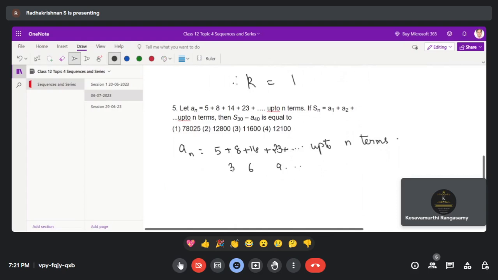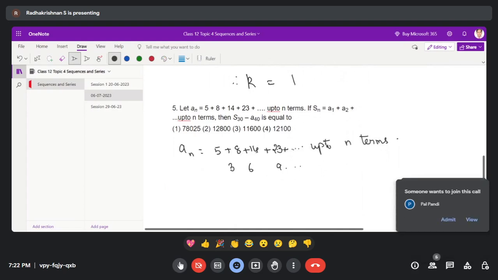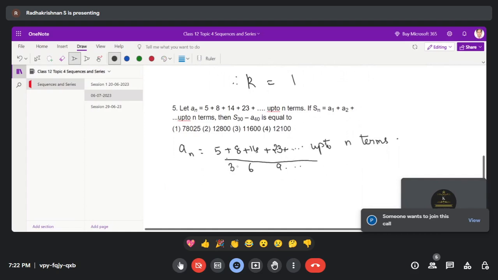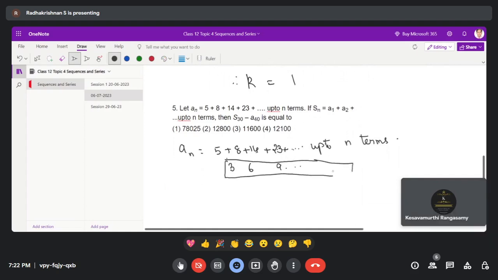It is not constant, but it is in arithmetic series, right? The common difference here, you see, it is 3, right? Next it is 6. Next is 9. It goes like that. So common difference is not constant. In AP, common difference will be constant. But here, the common difference is an arithmetic series. So this is the type of series where the common difference itself is an arithmetic series.